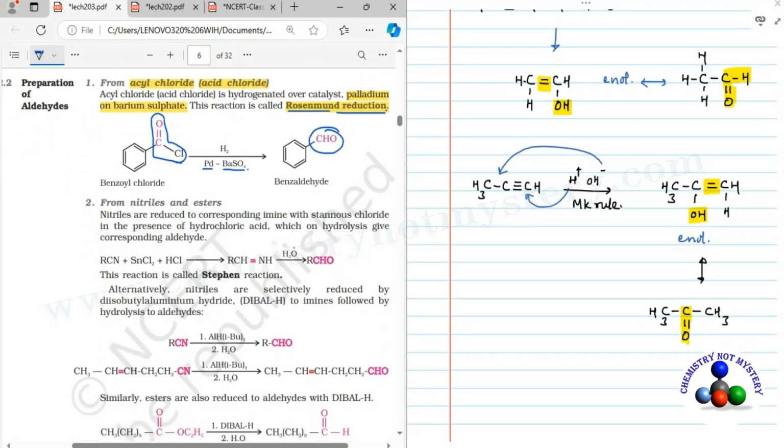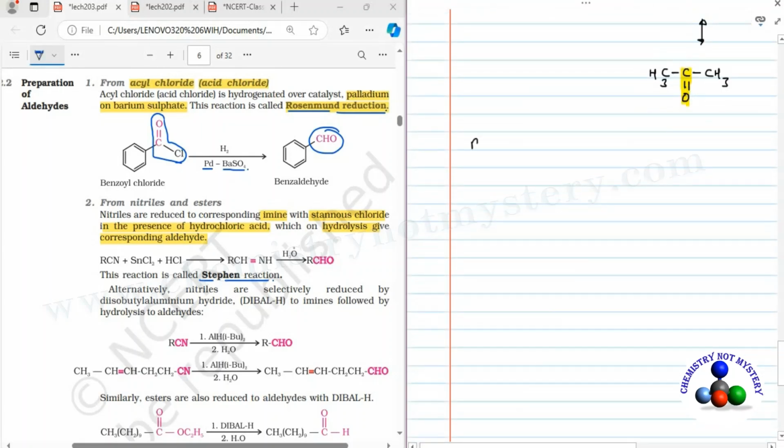Now come to the next reaction, from nitriles and esters. Nitriles are reduced to the corresponding imine with stannous chloride in presence of hydrochloric acid, which on hydrolysis gives the corresponding aldehyde. This reaction is called Stephen reaction. So let's try to understand this reaction.